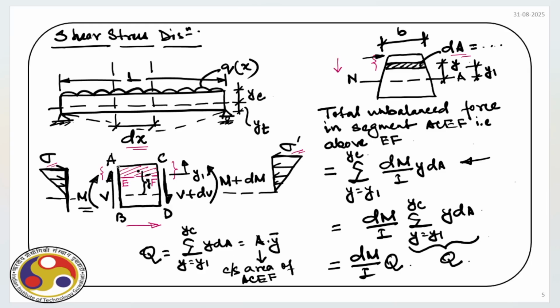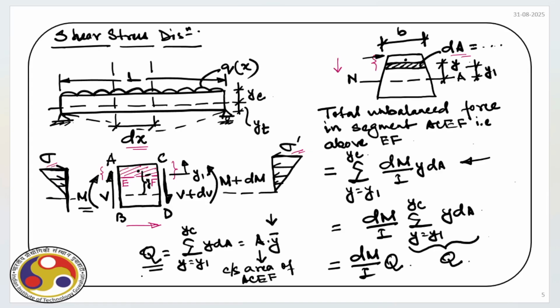So we can find out the area of this rectangular section, or if it is a non-rectangular section, then that section here marked, and we can find out where the CG of that area is with respect to the neutral axis. That is y bar. Multiply the cross-sectional area of this ACEF with y bar, and we'll get Q.